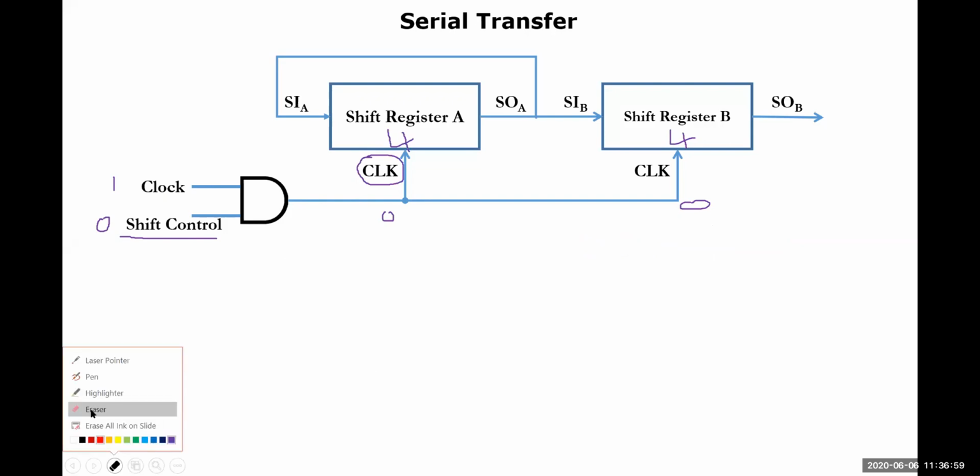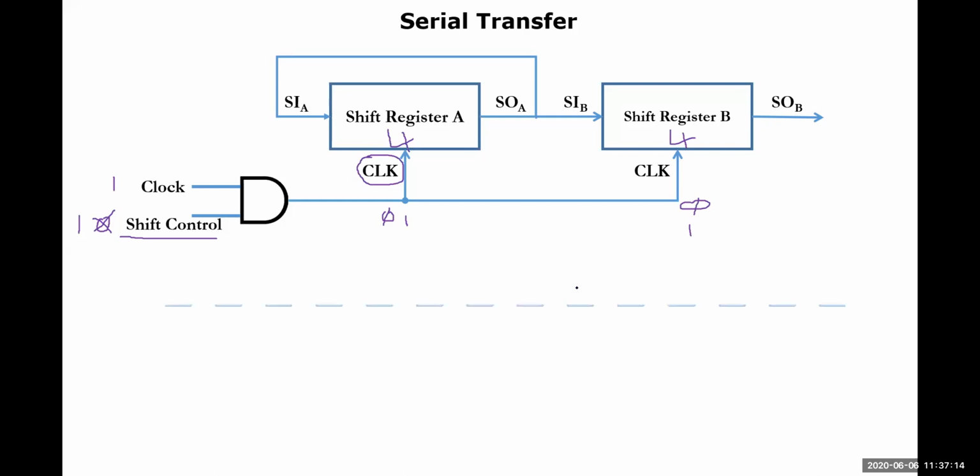So for only one clock pulse, shift control will be 1. Here it is 1 for one clock pulse, here also equal to 1 for one clock pulse. So one shift operation will happen. Let me illustrate this by taking some other diagrams.